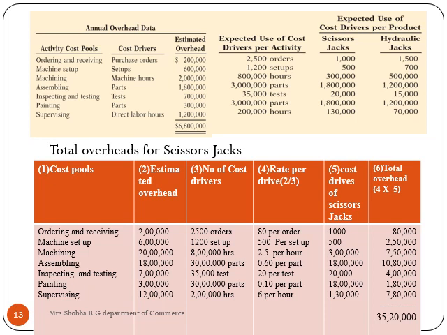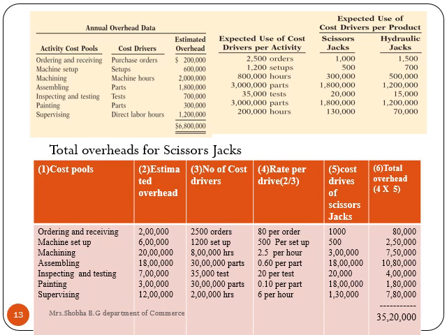So the first three columns we are copying from the problem, which is the cost pools, the estimated overhead, and the number of cost drivers. Now coming to the fourth column, where we need to calculate the rate per cost driver. What is a rate per cost driver?